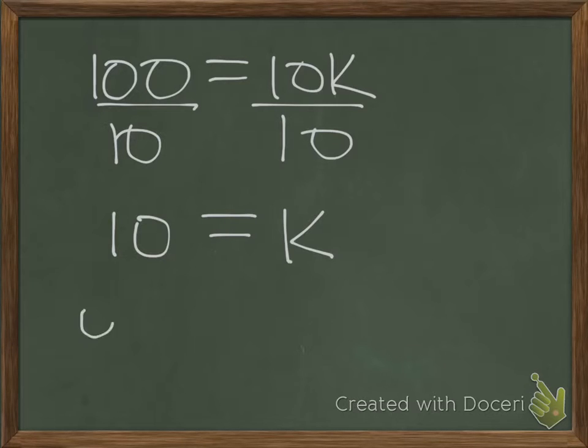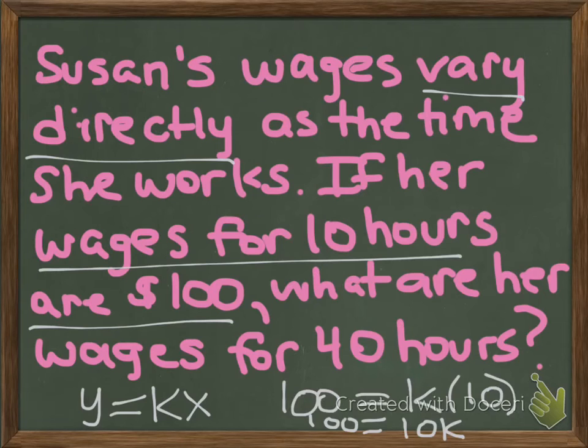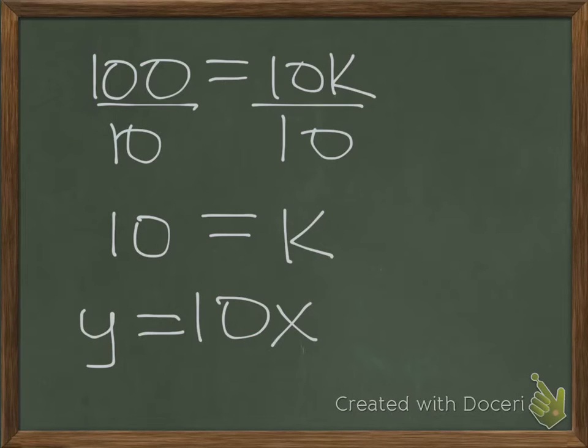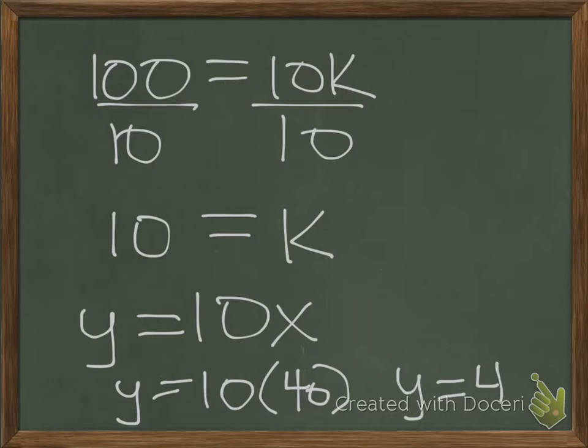Now we need to use our direct variation equation to plug back in the k value, and then it asks us one more part of the question, which if we go back it says what are her wages for 40 hours? Well, the hours represent x. We determined that in the beginning. So that means 40 is going to go in for x, and I get y equals 10 times 40, or y equals 400, and that would be my answer.